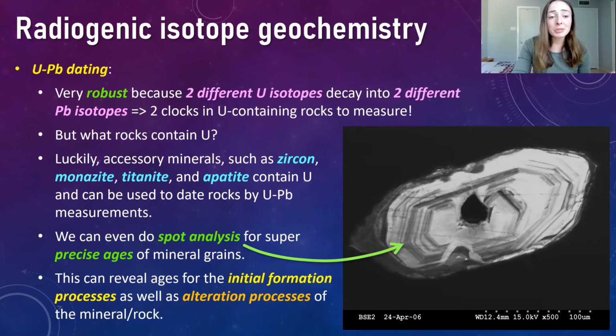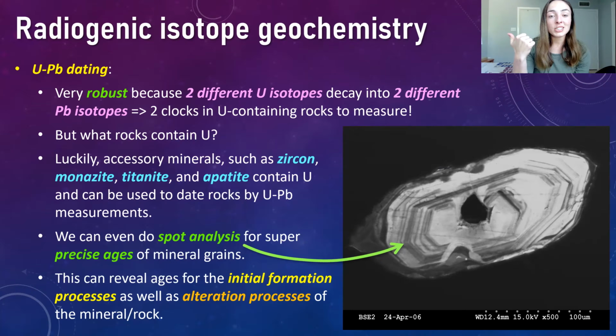However, you might wonder, well, which rocks contain uranium? Is it really that common? How useful could this be? Well, luckily, accessory minerals such as zircon, as shown here to the right, and monazite, titanite, and apatite contain uranium and can be used to date rocks with uranium lead dating.